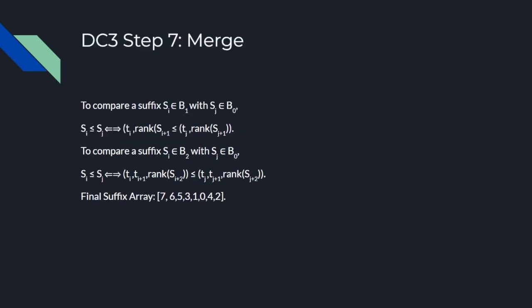If the suffix S of i is in B2, and we want to compare that with S of j, which is in B0, we have to have the extra rule to add the extra characters, since B2 is 2 characters away from B0. And once run through, this gives us the final suffix array, which starts at 7, 6, 5, and goes 3, 1, 0, 4, 2. This is the suffix array that we will need to use in our Kasai algorithm.